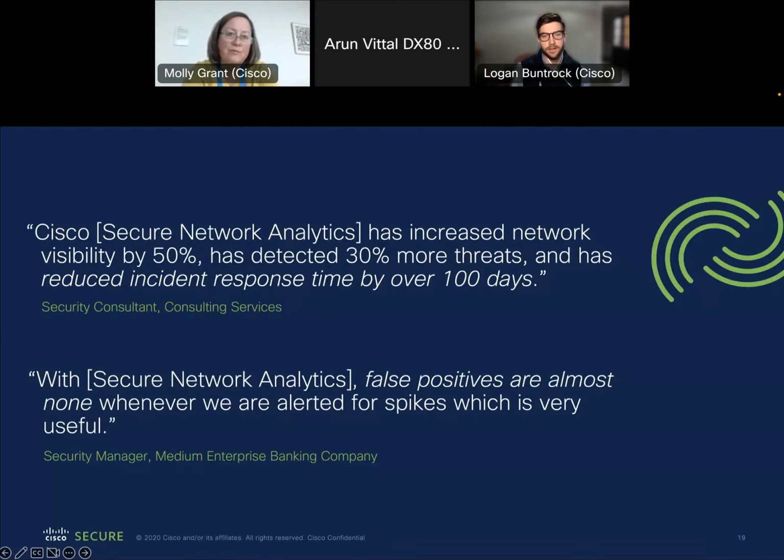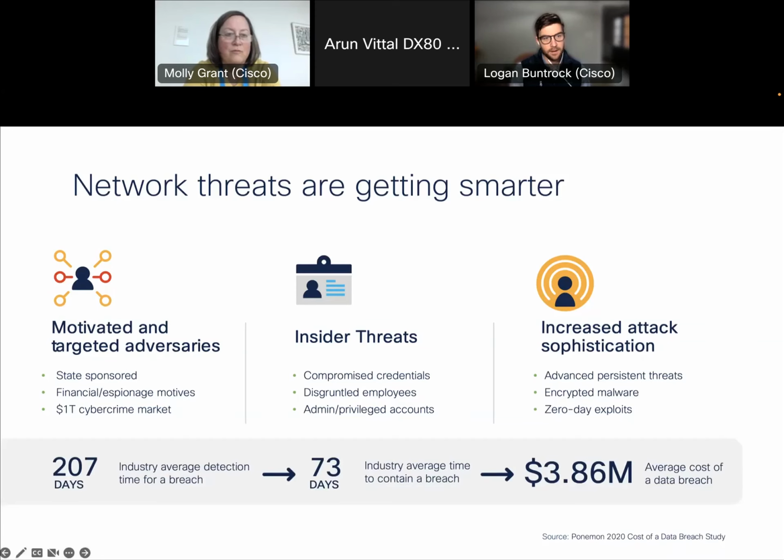So even if they were breached, we may have actually seen that early enough to help mitigate the situation or help them respond more quickly to the situation, which in result saves them money. It's as simple as that. And the money comes down to something like this.